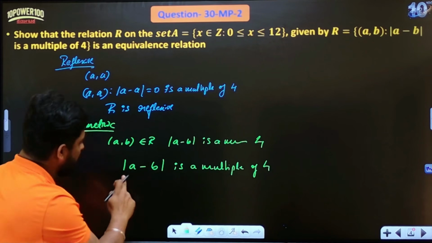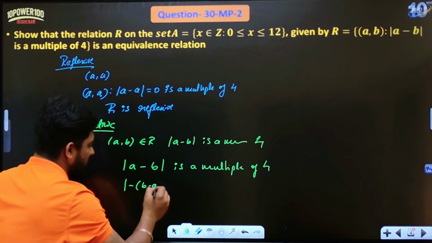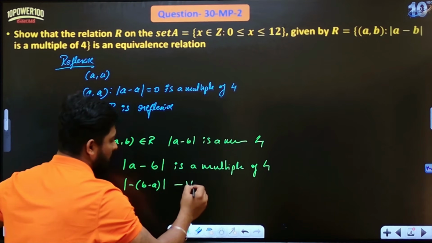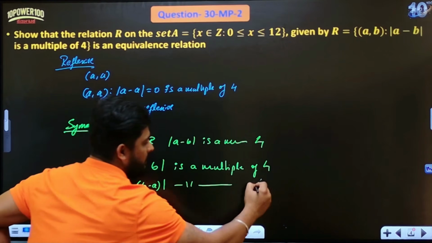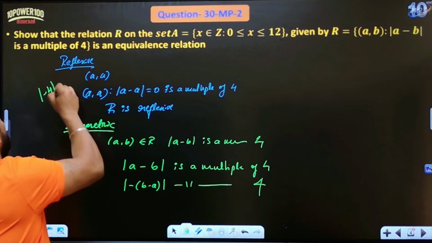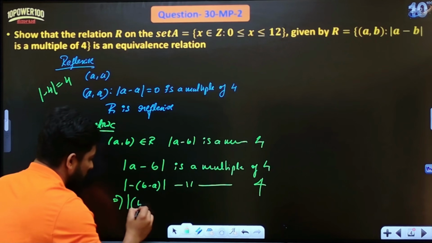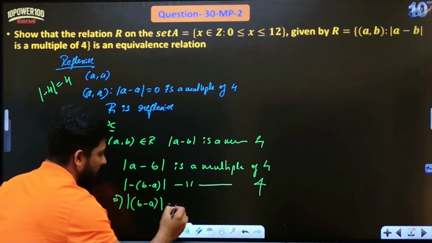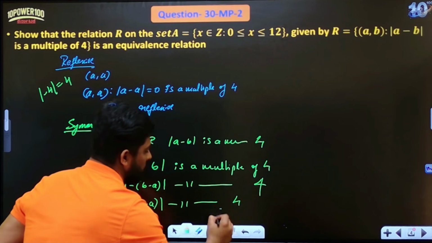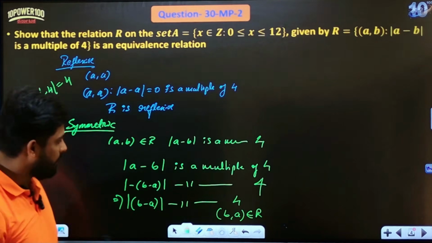Now look at this. In this case, I'll take minus common. If I take minus common, then it becomes B minus A is a multiple of 4. Now if there is a negative inside the mod, what happens? If it is minus 4, it becomes 4. So what can we write? We can write it as mod B minus A is also a multiple of 4, correct? So we can say that B comma A will also belong to R.